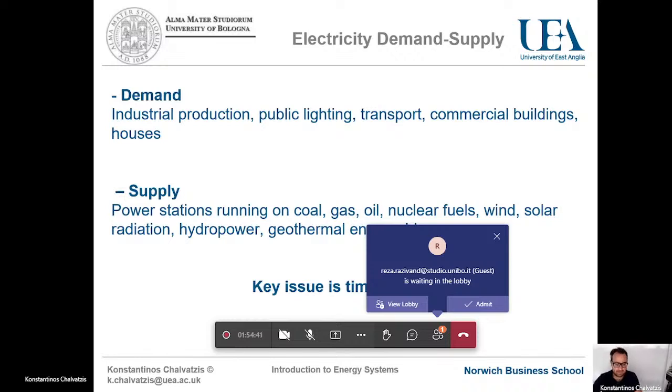There's the other side, which is completely different, of course, and that is the supply.